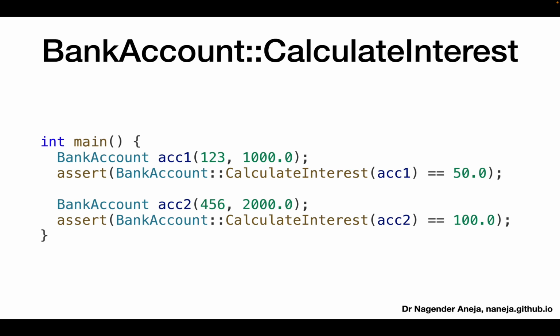In the main, we can have account1, which is 123 and 1000. This is the account number, and that's the balance. Similarly, account2 with 456 and its balance. Now we can compute the calculated interest on account1. This account is passed to this function, and it should be 50 because it's 0.05, so when we multiply this, you will get 50. Similarly, for account2, it must be 100.